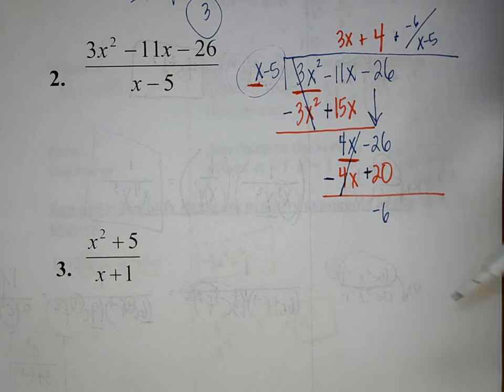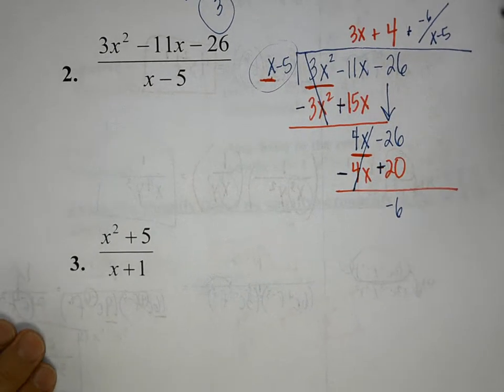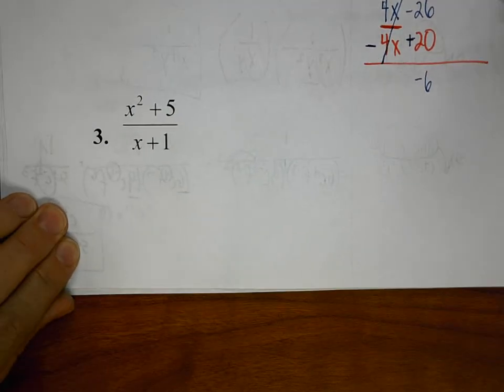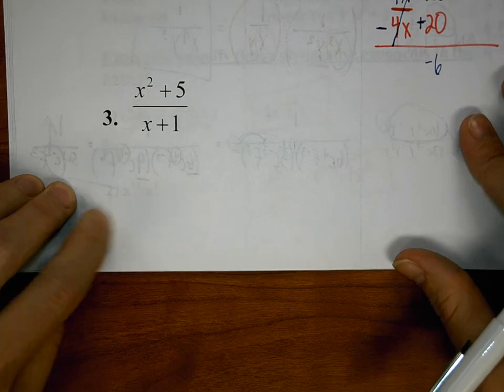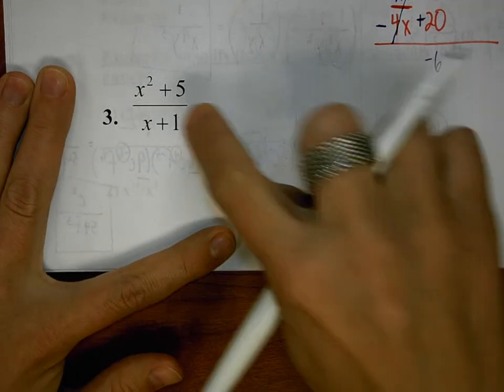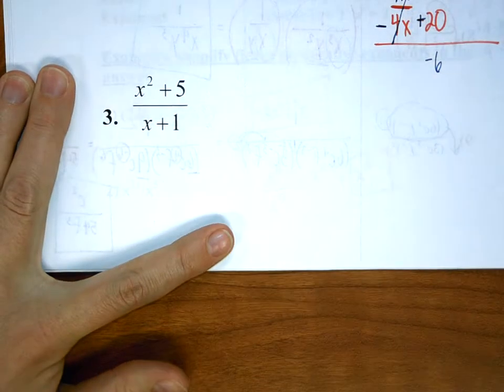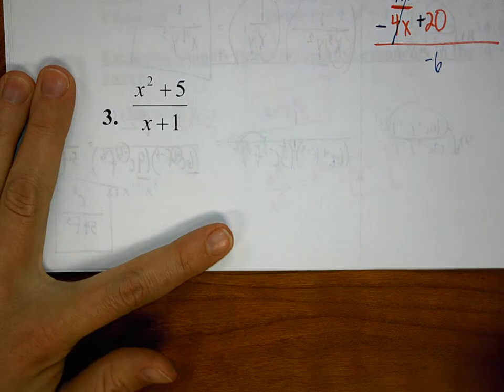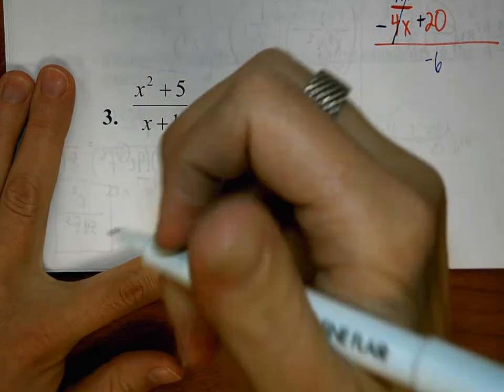Okay, let's write example 3. Now, example 3 is just a little bit different. If you notice, it is missing something. Do you guys notice something that it's missing? A middle x term. Okay, when you're doing long division, you want to have place values. Okay, and so we're going to write this as long division.